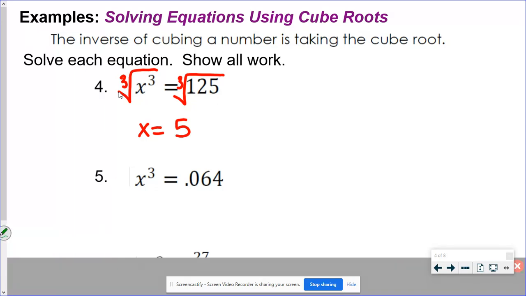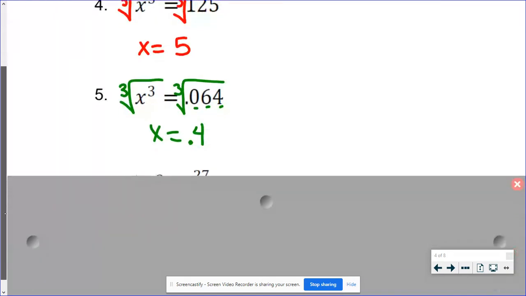So cubing the x, I would use a cube root on both sides, so I get my x. That's what I wanted. This one, because it's a decimal, there are 3 numbers after the decimal. When I take a cube root, that gets divided by 3. There'll be 1 number after the decimal, so it'll be a decimal. And then the cube root of 64 is 4. Remember I said 64 is the tricky one because it's a perfect square and a perfect cube.